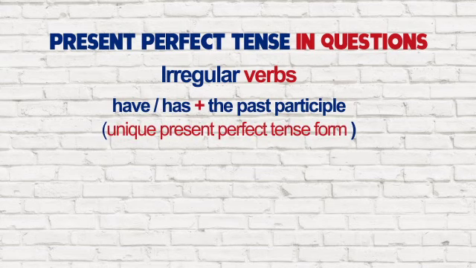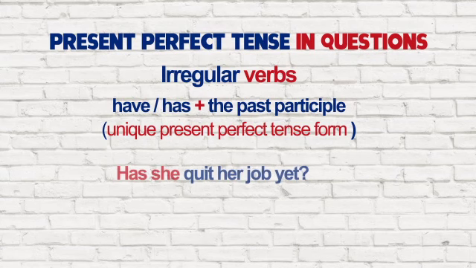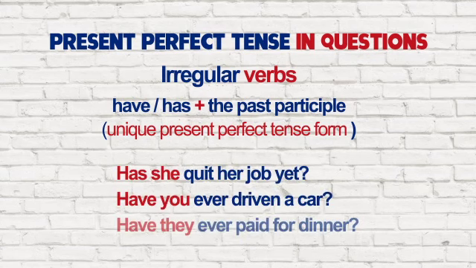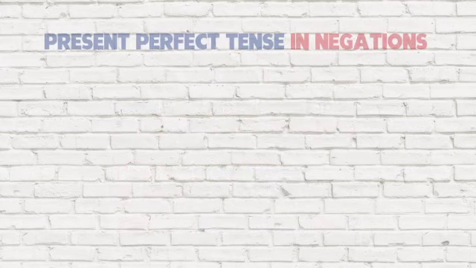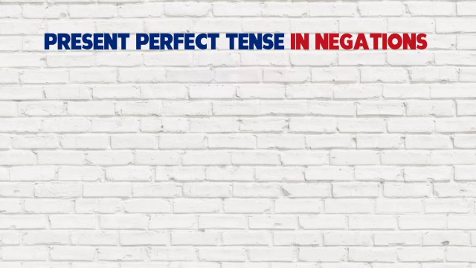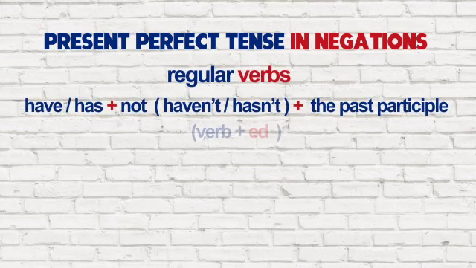For example, has she quit her job yet? Have you ever driven a car? Have they ever paid for dinner? Let's have a look at the present perfect tense in negations. For the regular verbs, again the auxiliary verb to have, and we add not, contracting it into haven't or hasn't, and the past participle.